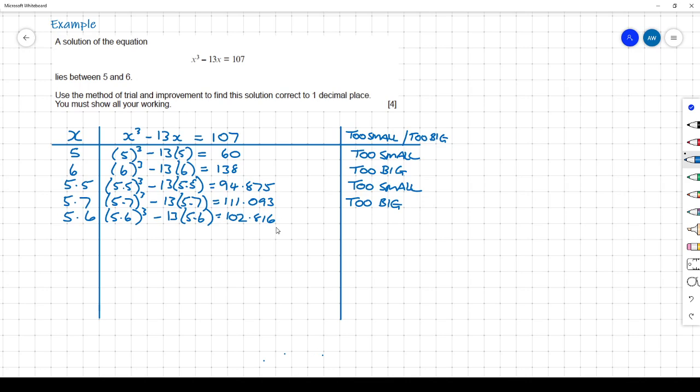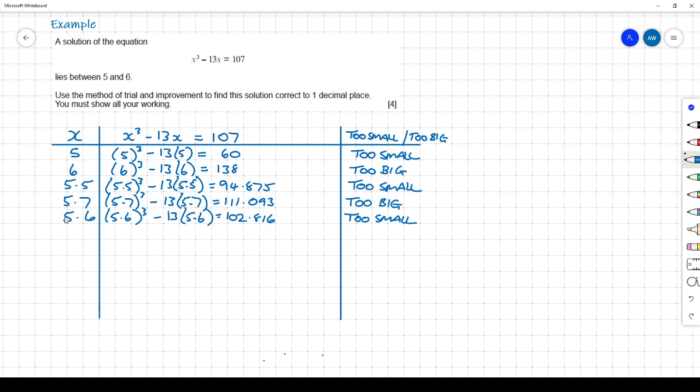There's the answer, 102.816. That, compared to 107, is smaller, so our value of x is too small. Right, so we don't actually have the answer yet, but we're almost there. Okay, now to one decimal place we've got nothing left to try, have we?